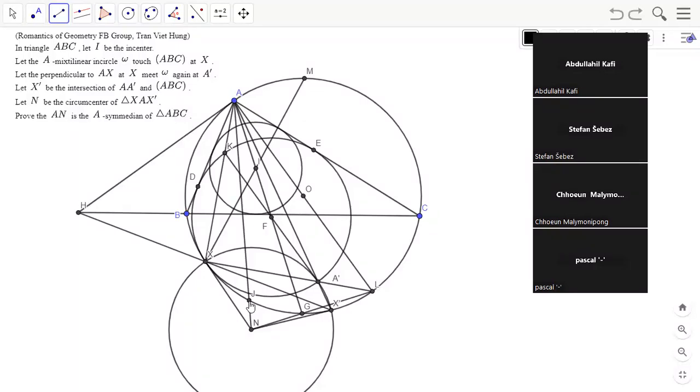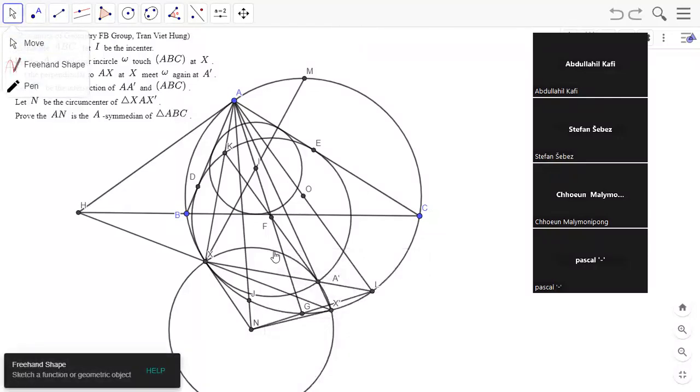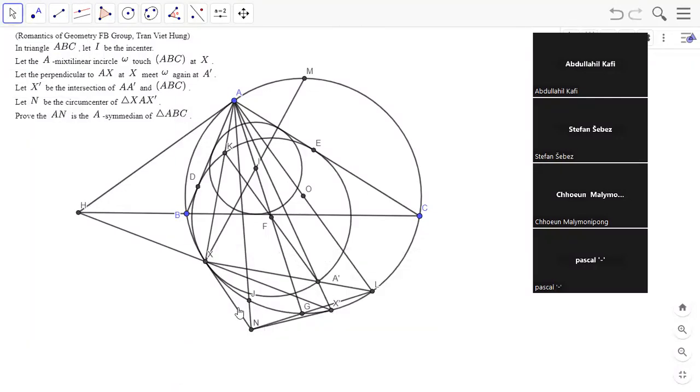Yeah, I don't think it is good at all to do anything with N anymore. It would be best to just hide it and try to do it with other points. Like N is useless. So hide point N. Yeah, I would do that. Okay.